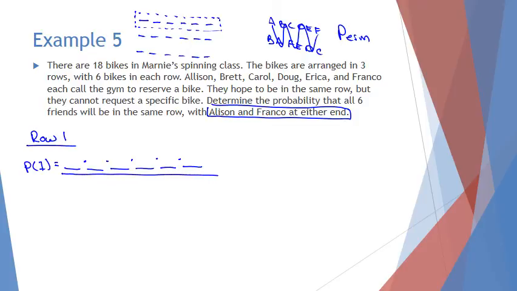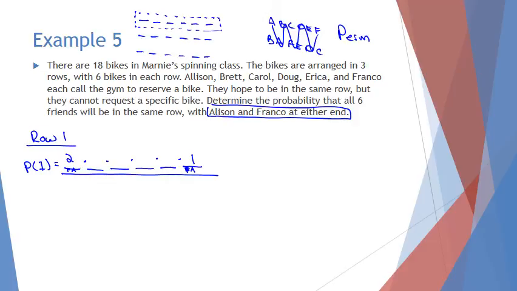Okay, and we know we need to have Franco or Allison in the first and last positions. So for the first position, there'd be 2, either of them could sit in that first position, and then one of them would sit there. Let's say it was Franco, so then the other person would be forced to sit on the other end. So the first person there would have 2 choices. They could sit on either end, and then the last person of those 2 would have only 1 choice. So that'd be the way to do that.